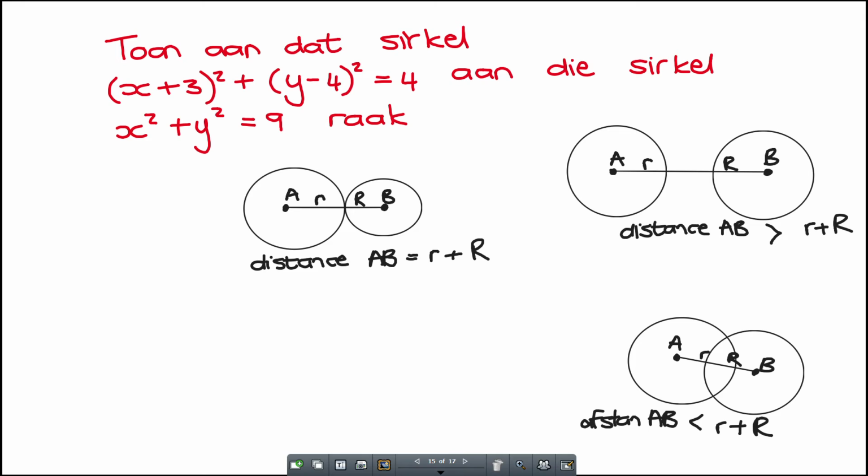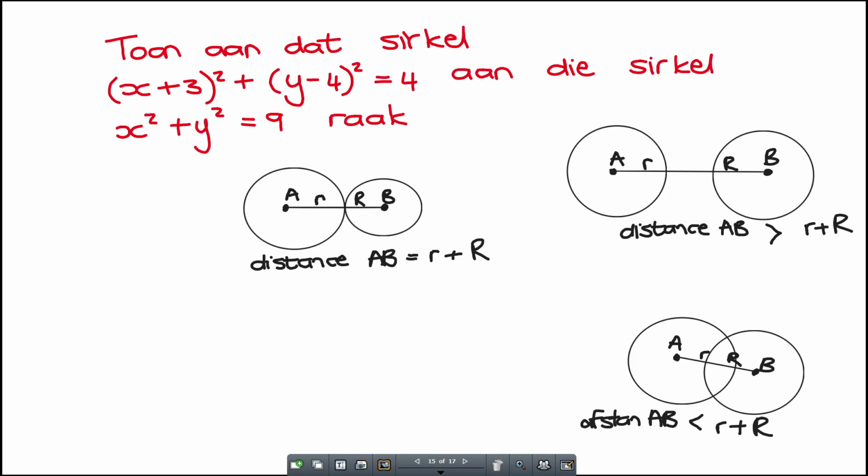Nee. So if the distance between those two midpoints is less than the two radiuses added, it means that your two circles overlap. If the distance is greater than the two radiuses added, it means the two circles are further spread apart. So hulle raak nie aan mekaar nie, hulle sny ook nie. If the distance is exactly the same, then they touch. Is julle reg daar? Okay.